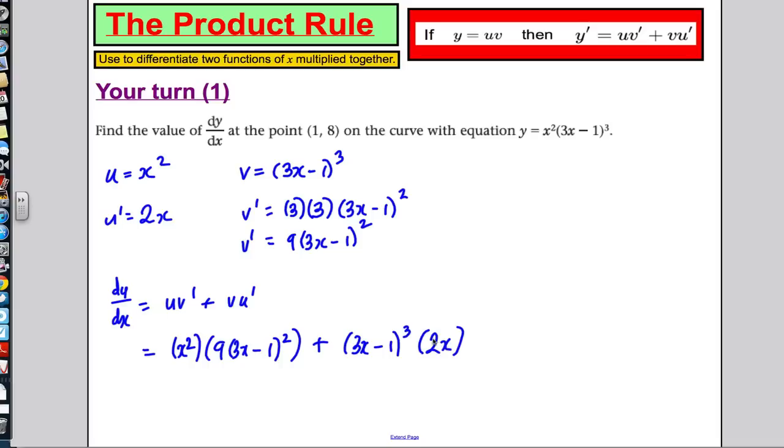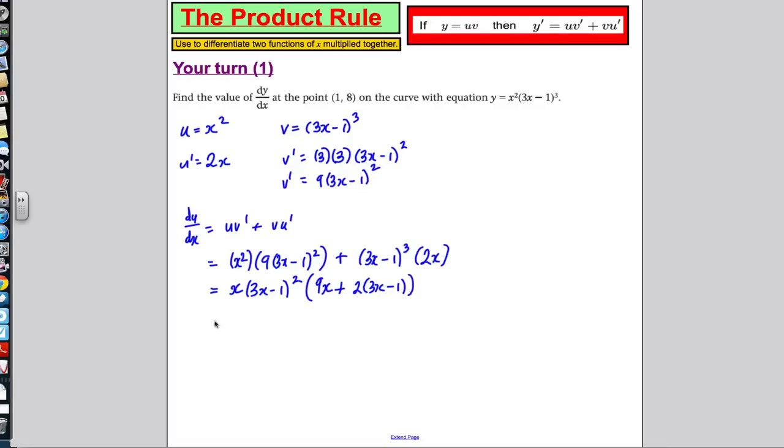At this stage, it makes your life a hell of a lot easier to just do a bit of factorising. What goes into this term and this term? Well, you know for sure that 1x does, so you can take out a factor of x, and you know that 3x minus 1 squared does. What would you be left with over here? You'd be left with a 9 and an x. What would you be left with over here? Well, you'd be left with that 2, multiplied by 3x minus 1. You could tidy this up, and you could say that's equal to x, 3x subtract 1 squared. If I tidied this up, the 9x plus the 6x would be 15x subtract 2.